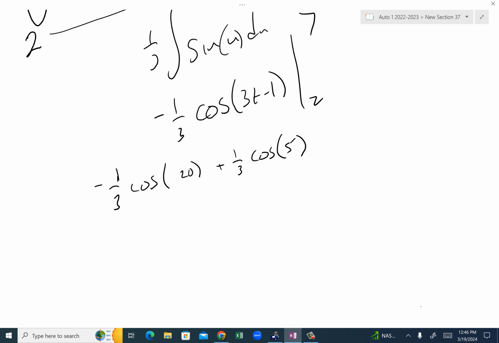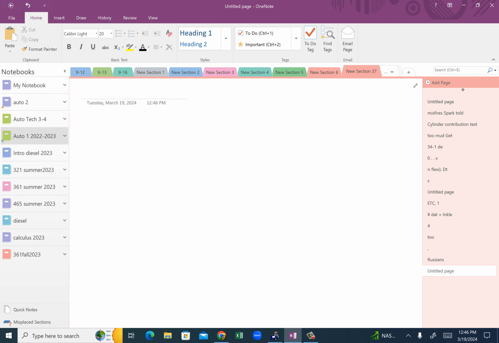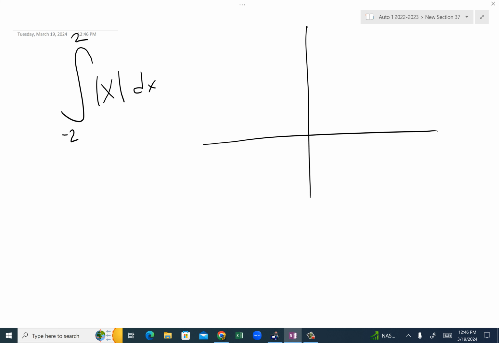Now, so yeah, you're doing those today. I would like to try this guy here just for grins. Just try this one for size. If I take the integral of the absolute value of x dx, now I want you to think about this for a moment. What if I went from -2 to 2? Now we clearly know what this graph looks like. What does it look like?